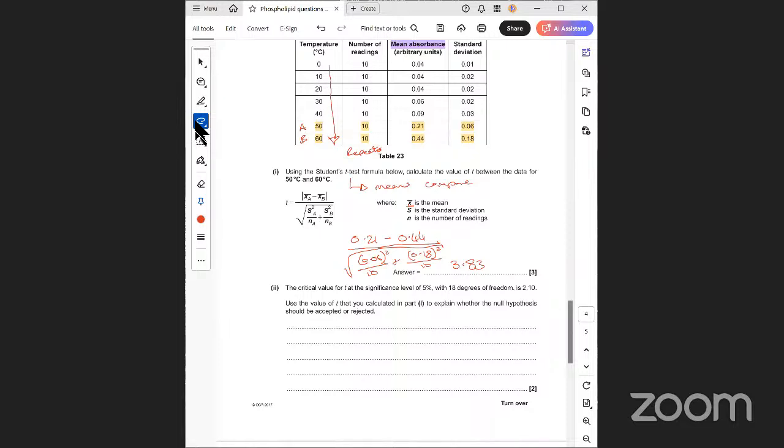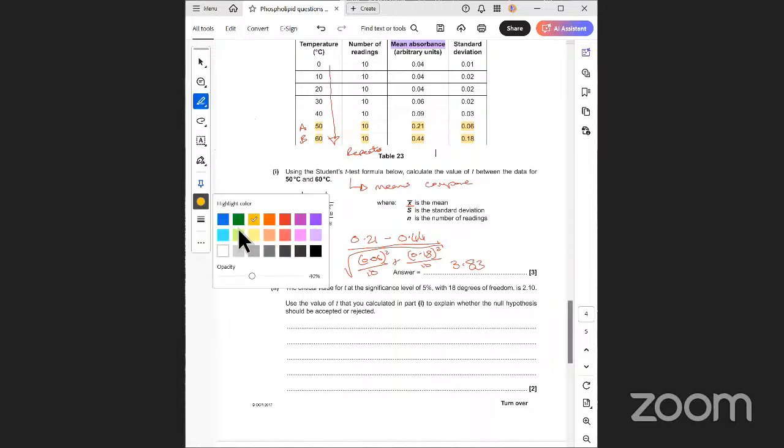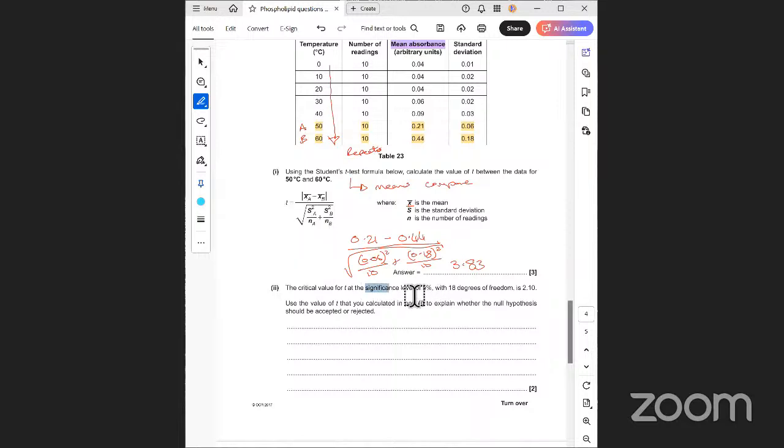Now it tells you in the question, I'm just going to change my color again, let's go blue, a significance level, my significance level of 5%, which is the one we use in biology. It's given me my 18 degrees of freedom. How did they work that one out?